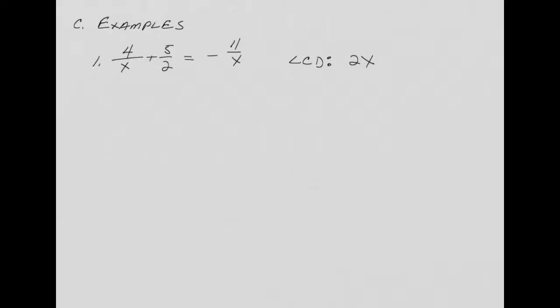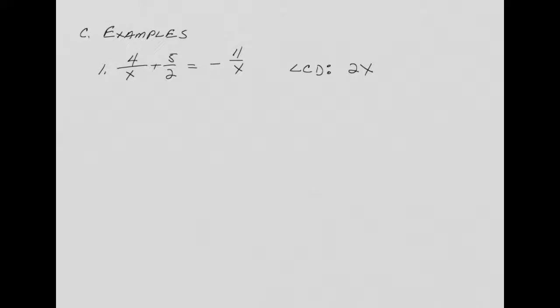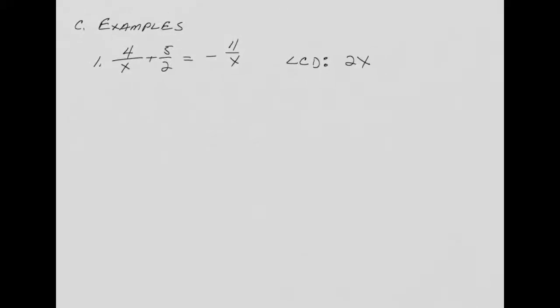Okay, so let's see how this works. And here's just an example, and what we're going to do here is find an LCD. Now I have an x, and I have a 2, and I have an x. So by now we should be able to recognize that the LCD is going to be 2x. Now I'm going to multiply both complete sides by 2x.